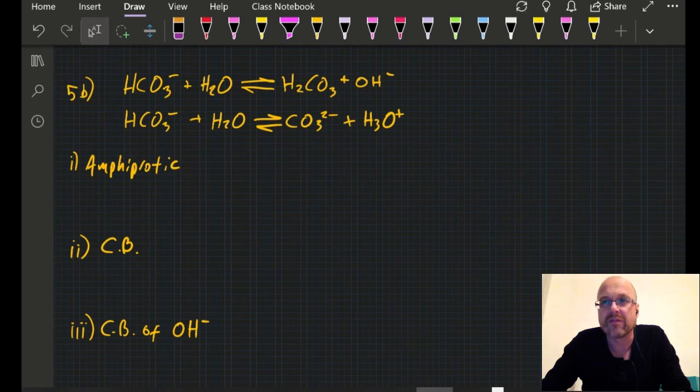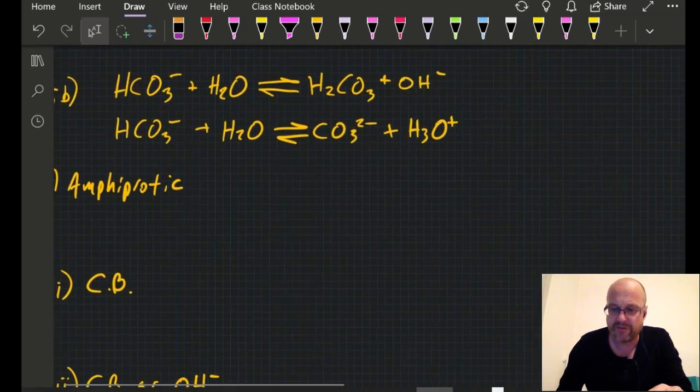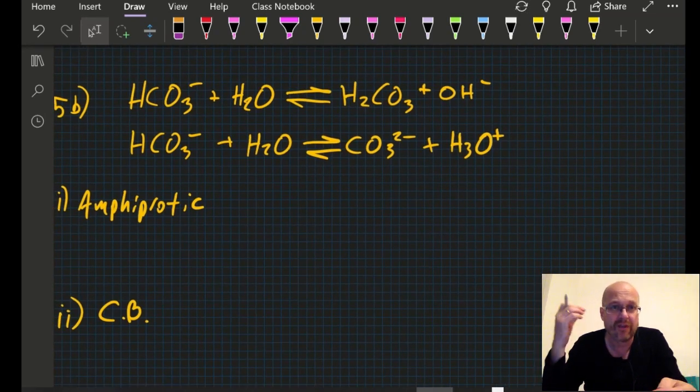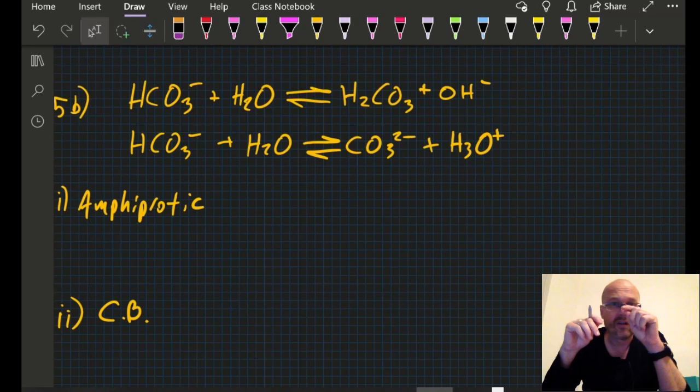These equations identify the 2 different amphiprotic species. Okay, so amphiprotic means that it can give away a proton or it can receive a proton. So we have to look at those equations and see which chemicals, which species, give away protons and receive protons. All right then.